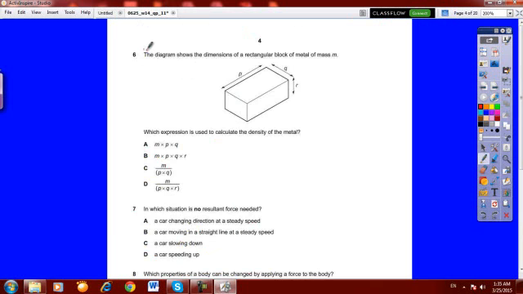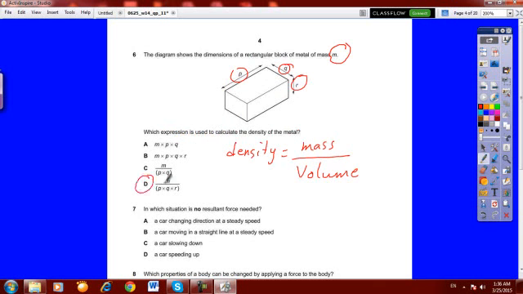Number 6. The diagram shows the dimensions of the rectangular block of mass M. P length, Q width, and R height. Which expression is used to calculate the density of the metal? Density is equal to mass divided by volume. Mass of this block is M, and the volume is the product of length, width, and height. So the answer is D, M divided by PQR.